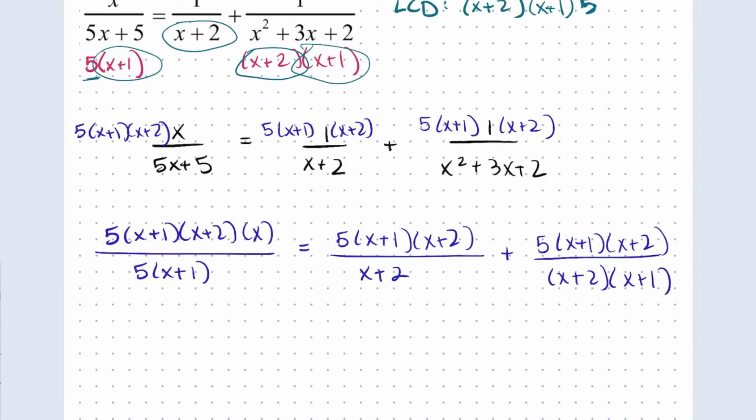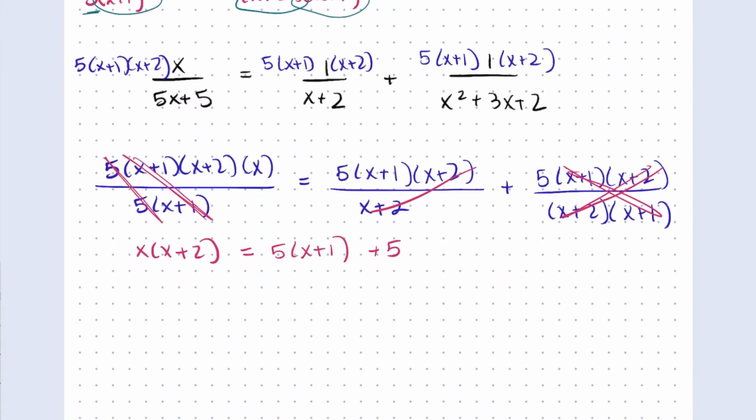Okay? Cool thing is, some stuff's going to cancel, right? Here, 5 divided by 5 cancels, x plus 1 divided by x plus 1 cancels. So I'm left with x times x plus 2. Here, x plus 2 cancels, so I've got 5 times x plus 1. Here, both x plus 1 and x plus 2 cancel, and I'm left with 5.